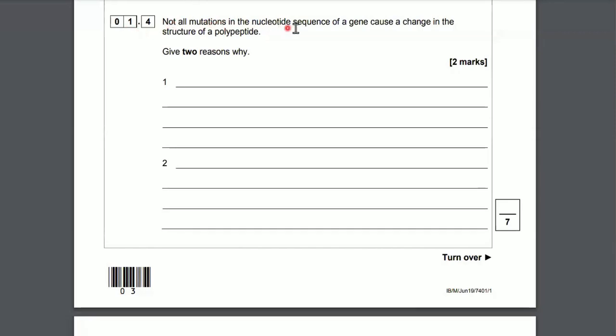And it's 1.4. Not all mutations in the nucleotide sequence of a gene cause a change in the structure of the polypeptide. Give 2 reasons why a mutation might not cause a change in the structure of a polypeptide. It's worth 2 marks. Pause the video. Have a go. Okay, so think about it. Why might you get a mutation, a change in the code of a gene, that doesn't change the structure of the polypeptide? It doesn't affect the tertiary structure, essentially, of a polypeptide.